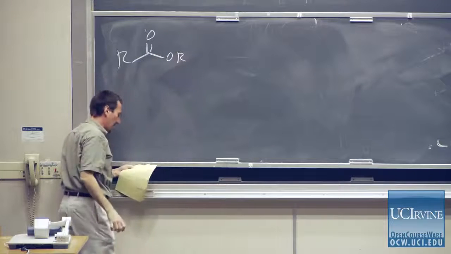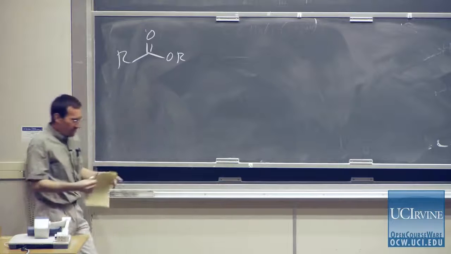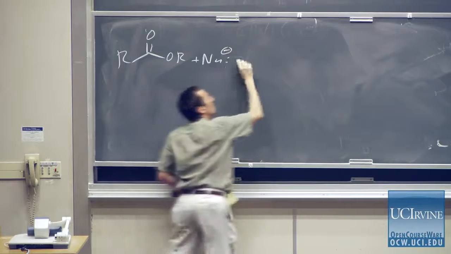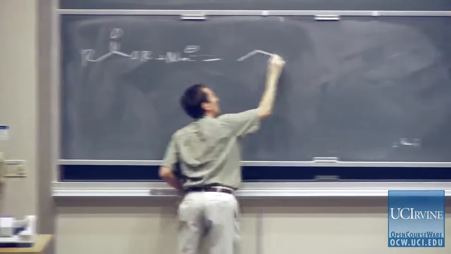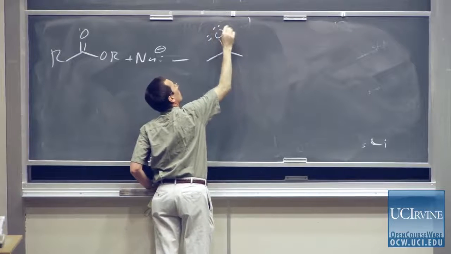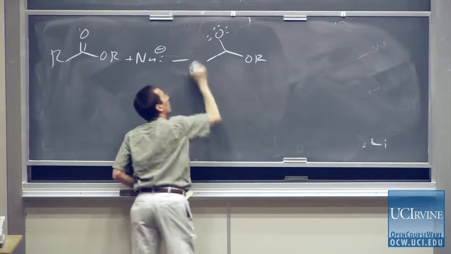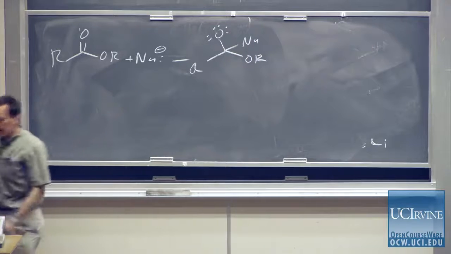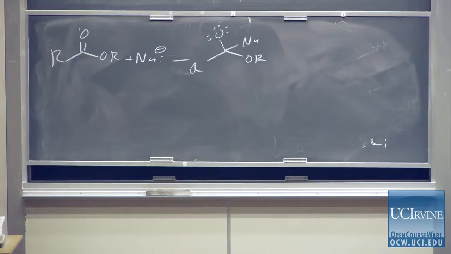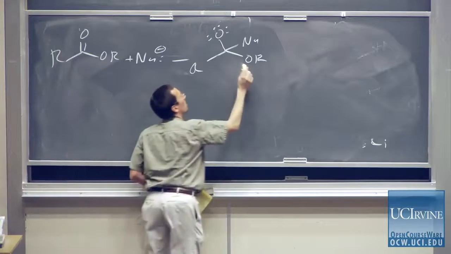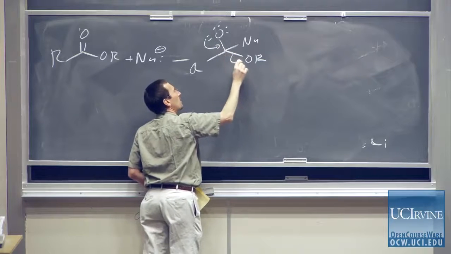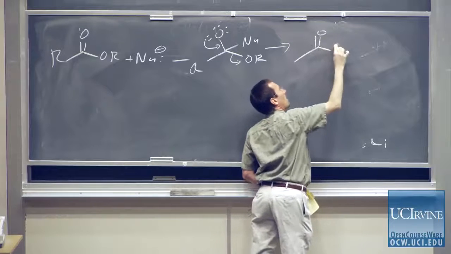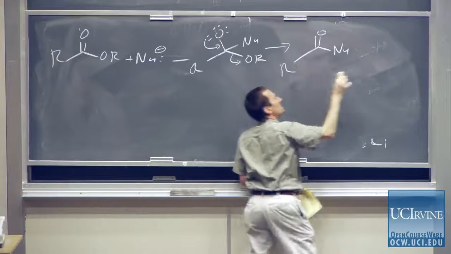Here's our, let's say, our ester. And we've just added a nucleophile to it, Nu minus, to form our tetrahedral intermediate. And that tetrahedral intermediate isn't stable. It breaks down. It kicks out the OR group. In other words, our electrons flow like so to push out our OR group that serves as a leaving group.